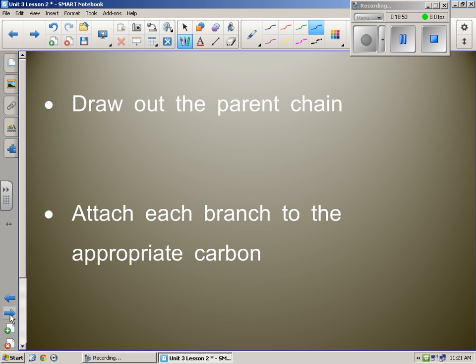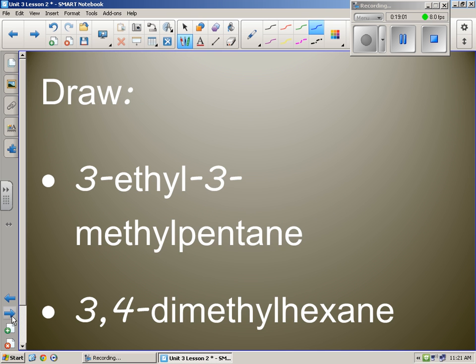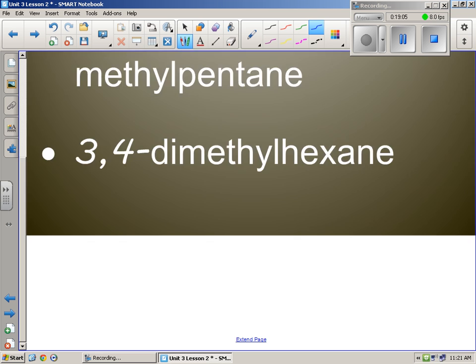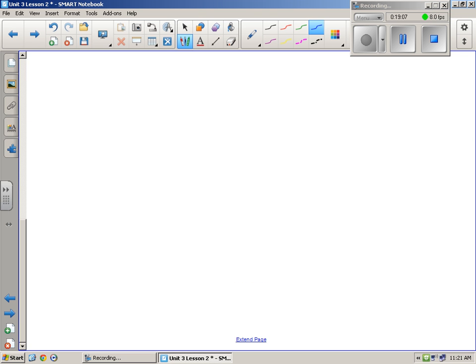You're going to draw out the parent chain, right? Where did I tell you always to start? You always start at the end, right? Single bonds, how many carbons in a row? That's what I do. And then attach stuff to it, right? So here, look. 3-ethyl, 3-methyl pentane. I can do that. Okay, I start at pentane, yes? So pentane looks like this. 5 carbons in a row, single bonds. Pentane is where I would start.